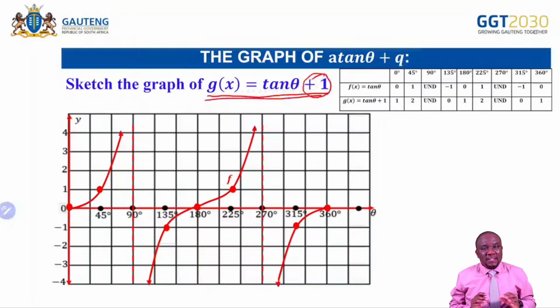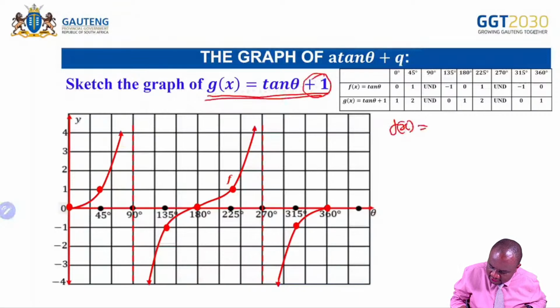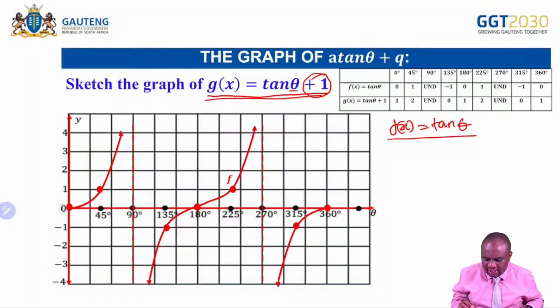The red graph is our graph for f of x is equal to tan x, or tan theta. We're using theta, so let's use theta here. So this is the red graph. So what happens to the red graph, f of x, to form g of x, which is tan theta plus 1? On the same set of axes we drew our first graph, can you draw the graph of g of x? I'm going to give you 2 minutes.